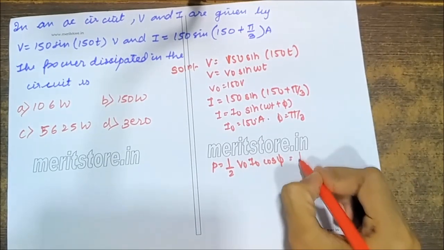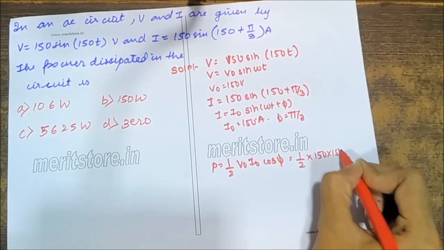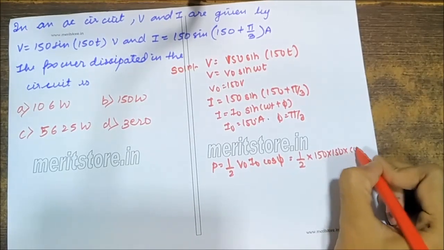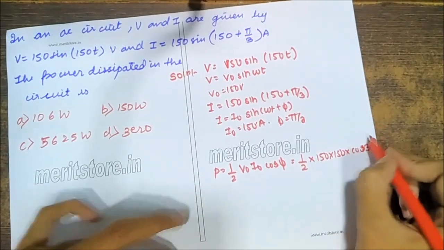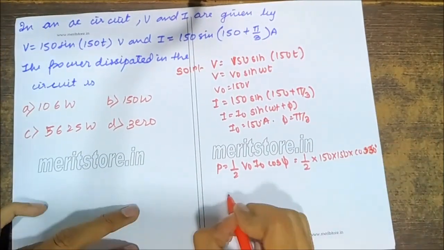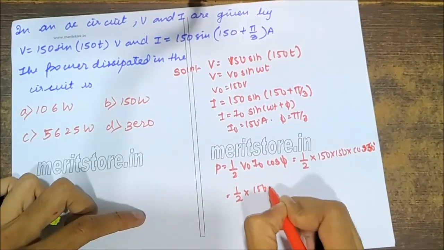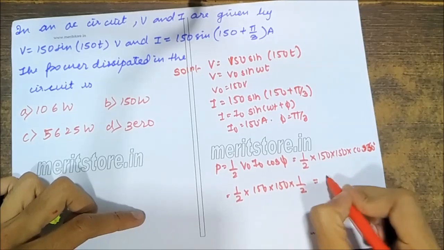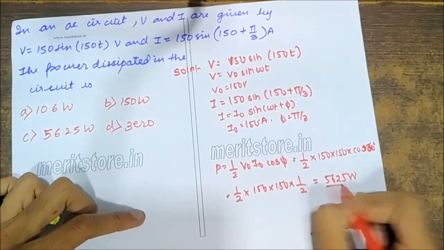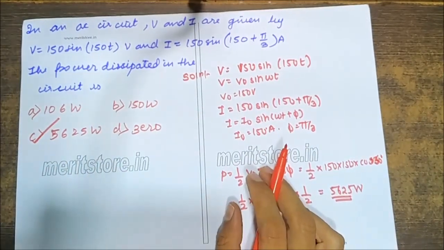So it is half multiplied by V0, that is 150, I0, that is 150, multiplied by cos of phi, that is cos of pi by 3, which is cos of 60 degrees. Sorry, cos of pi by 3 is cos of 60 degrees. So half multiplied by 150 into 150 into cos 60, which is again half, gives a value of 5625 watt. So the correct option is C, 5625.